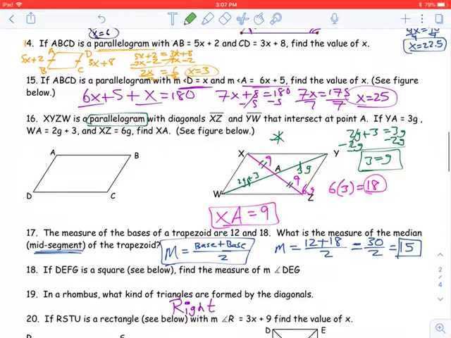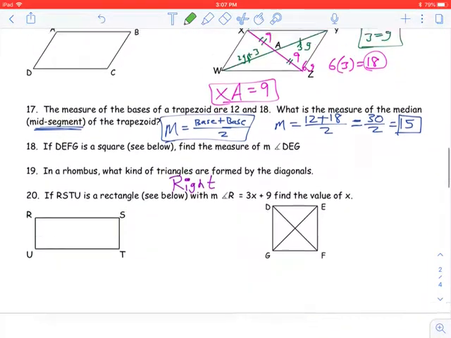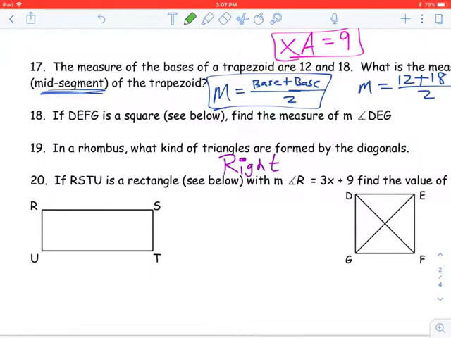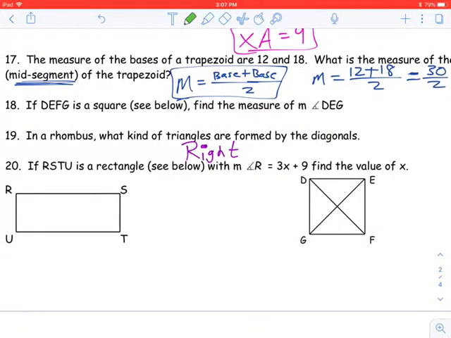All right, let's look at 18. This one says it's a square. Okay, see below, this is the square we're looking at. So, find the measure of DEG. DEG is this right here.